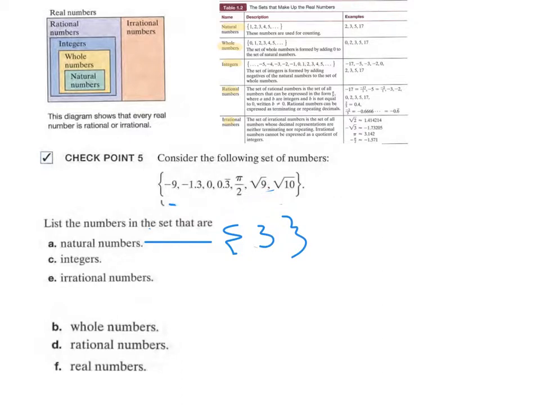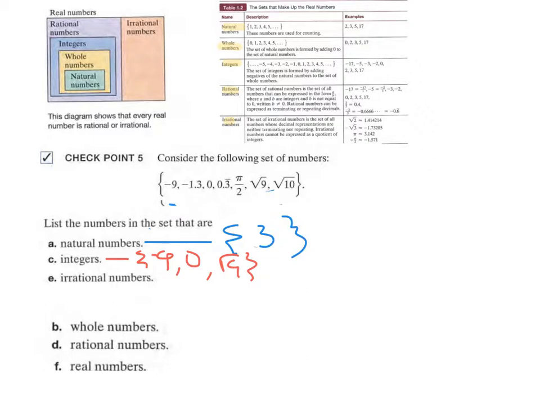So now I'm going to look at integers. Integers are negative and positive. So in our set, -9, 0, and we already have radical 9 because that's a radical 3.